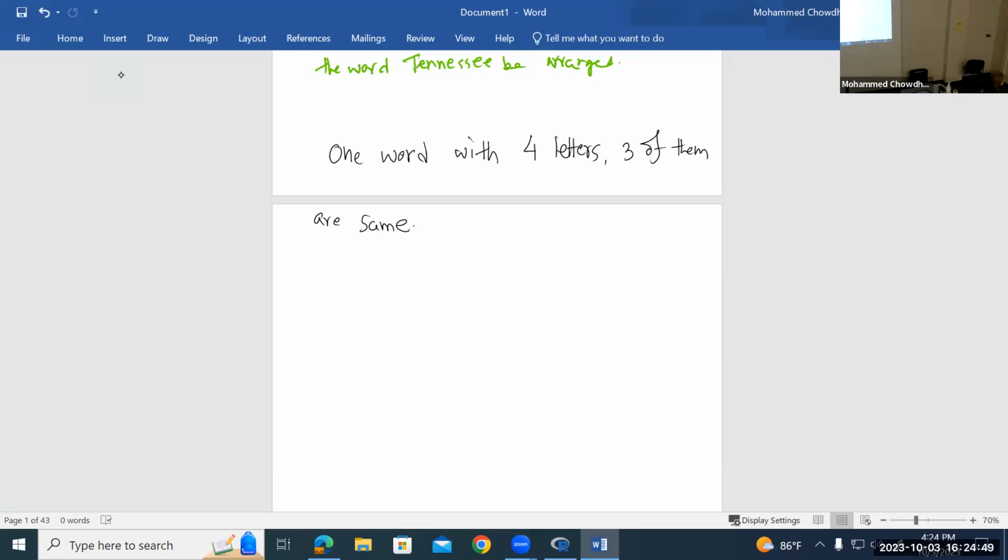Give me an English word that has 3 repeating letters. Do you understand what I said? Egg has 2 repeating letters, right? Give me an English word that has 3 repeating letters. Who is very good in English? How was your high school English score? How was yours? This girl, you don't know? This boy. An English word that has 3 repeating letters. An English word with 4 letters, 3 of them are the same.